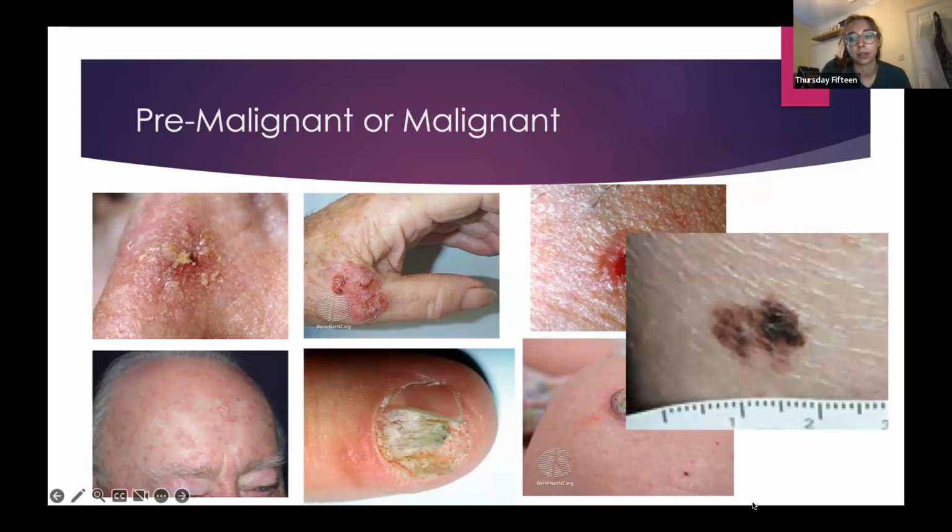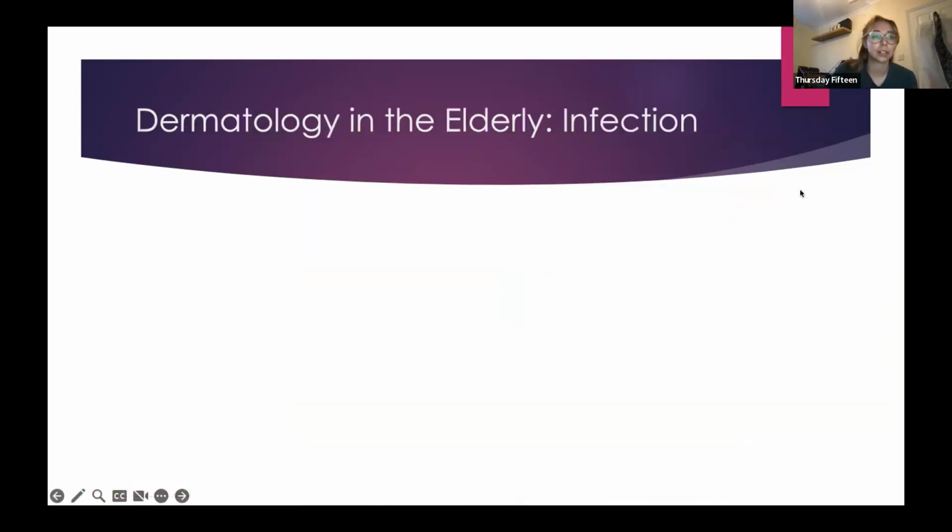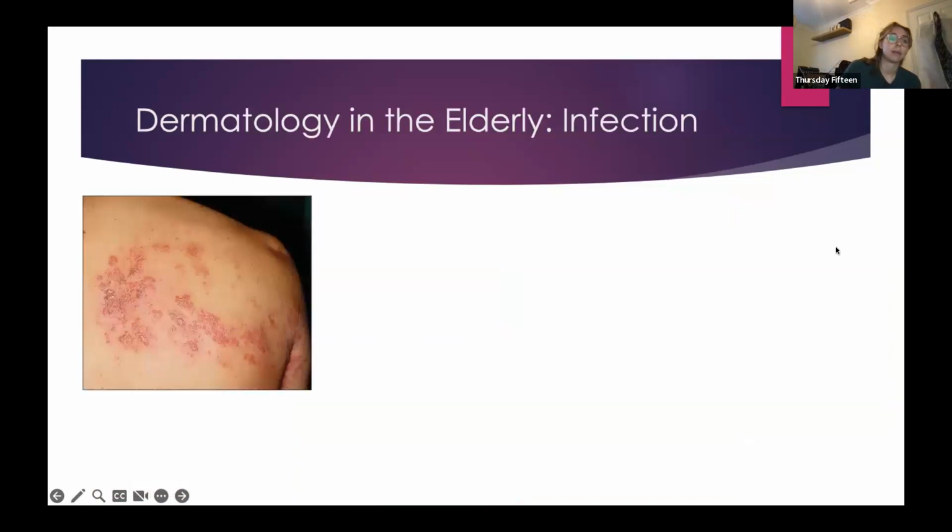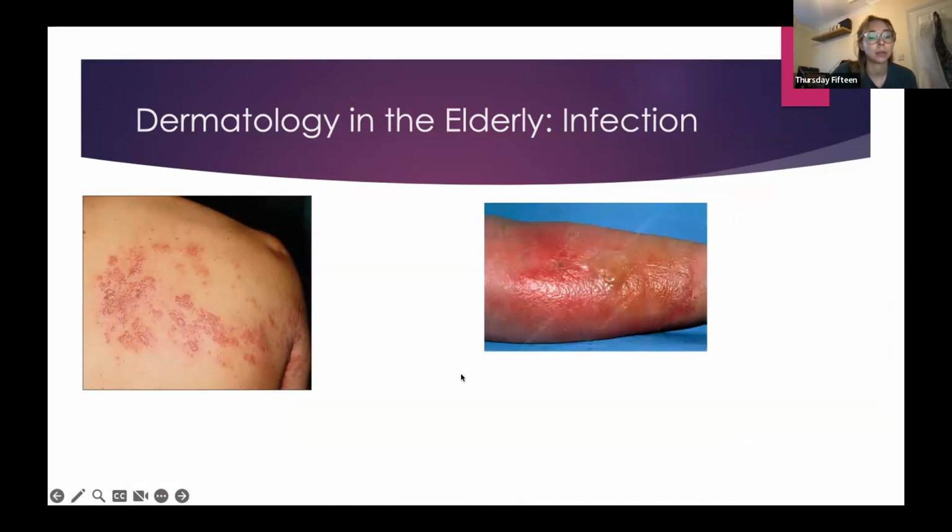And then what's this one? Sorry, that's a rubbish picture. Melanoma. Yeah, exactly. And then this is the last slide. So infectious conditions in the elderly. What's that one? Yeah, shingles. So a painful vesicular rash confined to one dermatome, classic shingles. This one, what's this an example of?